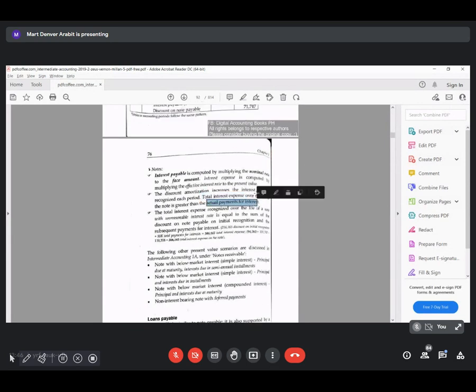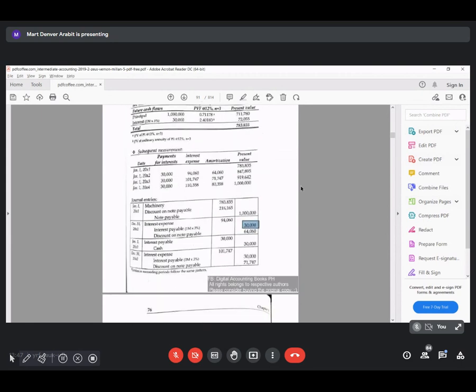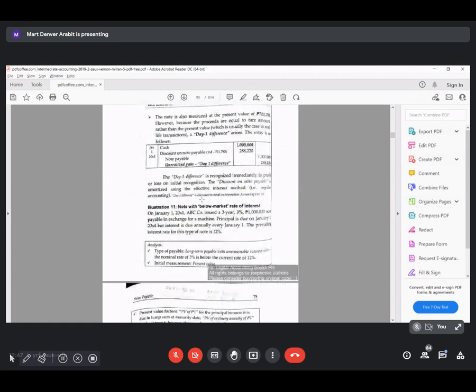So example natin, kung makikita nyo, interest expense natin is 94,000. However, yung interest payable or yung actual cash payment is 30,000 lang. So that is the consequence of issuing a note below the stated or below the market rate.